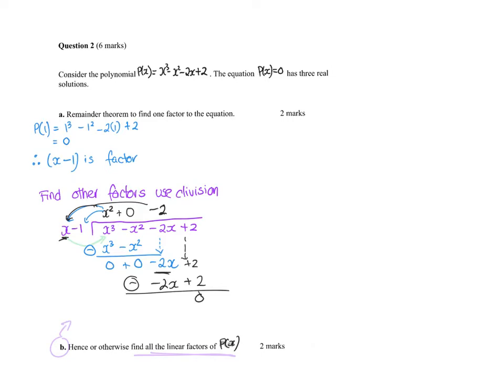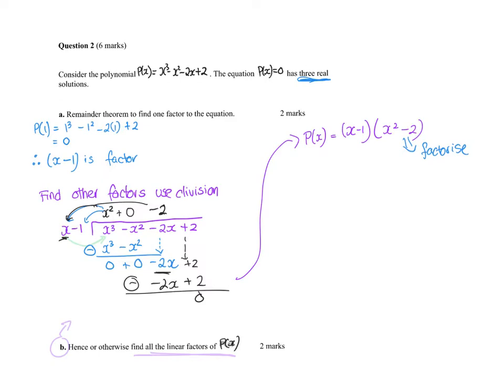So now what I know is that when I factorize this polynomial, x minus 1 is one factor, and up here, x squared minus 2 is another factor. Now, we need to factorize this as well if we can, and we must know we can because they told me I have 3 real solutions.